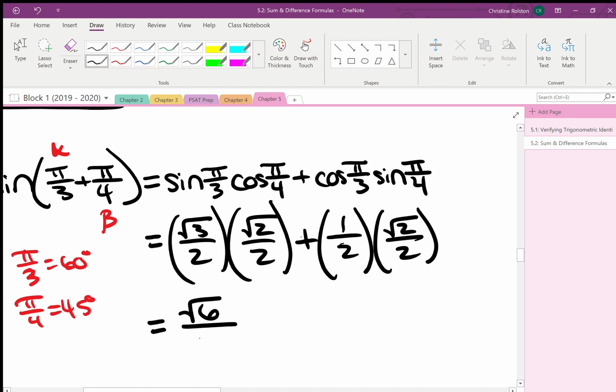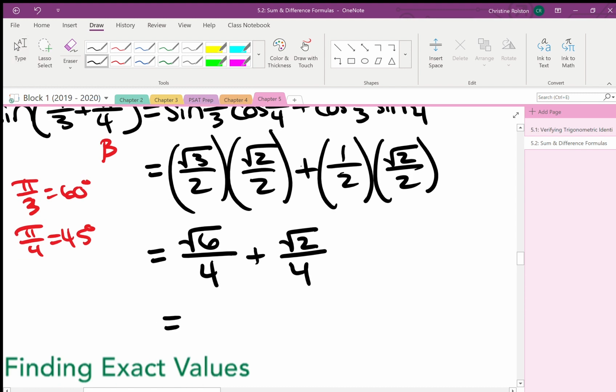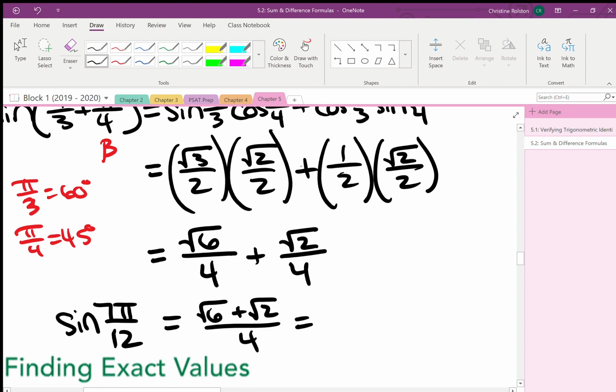So I get the square root of 6 over 4 when I multiply here, plus square root of 2 over 4 over here, which can then be combined so that sine of 7 pi over 12 can be written as the square root of 6 plus the square root of 2 all over 4, or 1/4 parentheses square root of 6 plus the square root of 2.